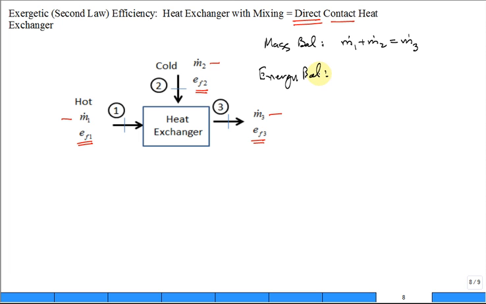Let's do the energy balance. You're going to find m dot 1 H1, or put m dot before the H, it really doesn't matter. m dot 1 H1, bringing with it its enthalpy, plus m dot 2 H2 is equal to m dot 3 H3. Does that equation make sense? We want to be able to read our energy balance.